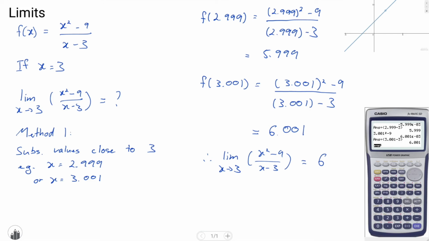Now, from here, we're going to have another look at how else we could find out what the limit is as x approaches 3. So here is method 2. We've got f of x, again, equals x squared minus 9 divided by x minus 3. For some cases, method 1 will be more useful. For some cases, method 2 will be more useful. I'll show you why method 2 might not always be that easy to use.